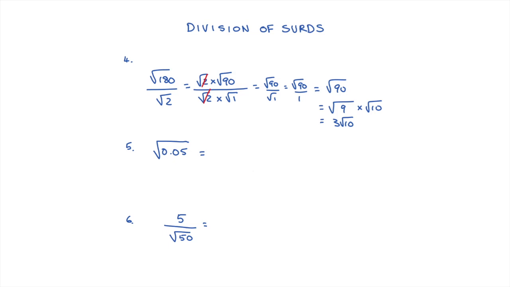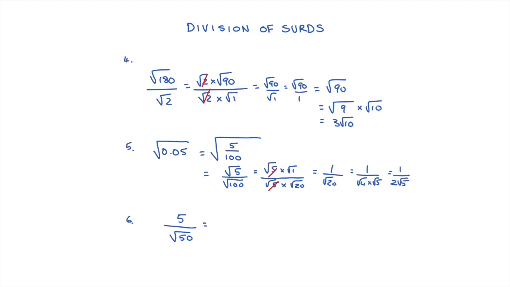Now the square root of 0.05, now remember we could write that as 5 over 100. So that's the square root of 5 over the square root of 100. Root 5 times root 1 over root 5 times root 20. And that cancels down to 1 over root 20. When we're at that stage, we want to ask ourselves, can we simplify that root 20? Two numbers that multiply together to give 20, one of which is a perfect square. So that simplifies to 1 over 2 root 5.